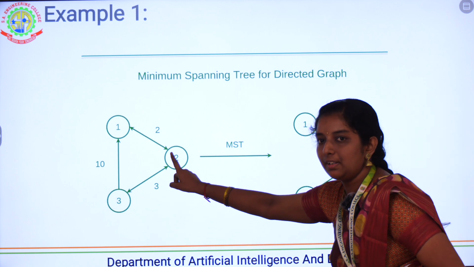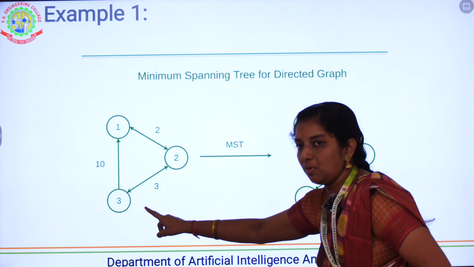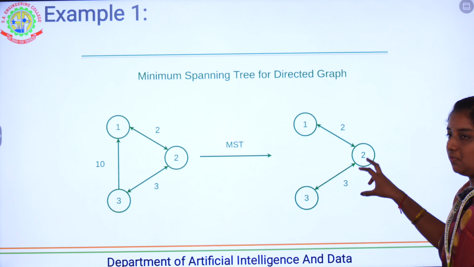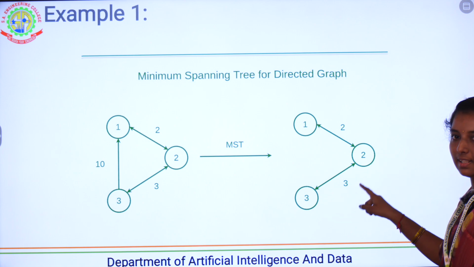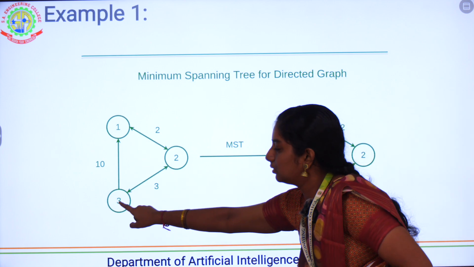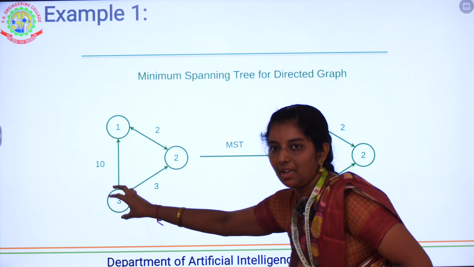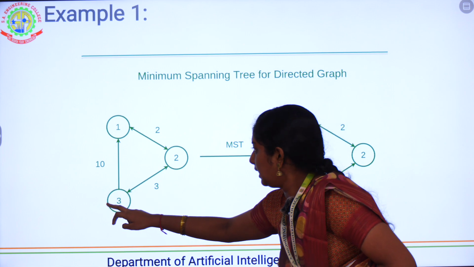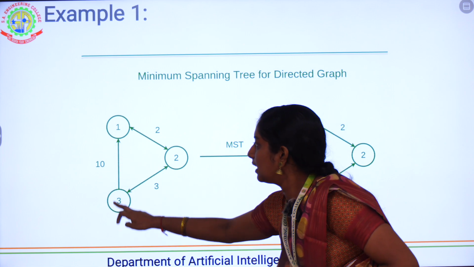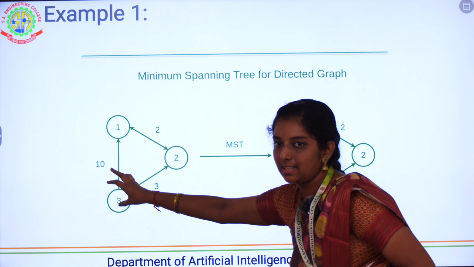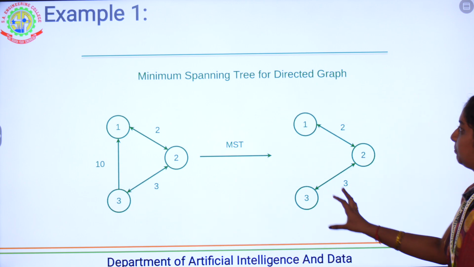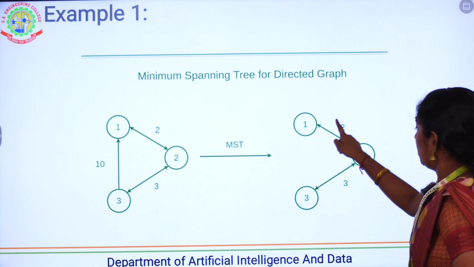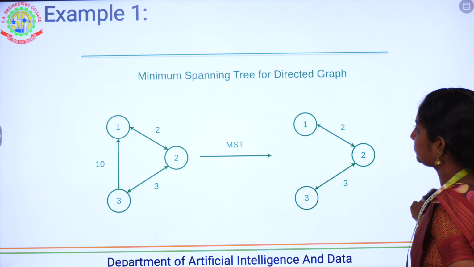And then we compare with nodes 2 and 3. For 2 and 3, the weight value is minimum at 3. So the output is 2 and 3, the node is 3. Here 3 to 1 has the maximum value compared with these two, so we didn't take 3 to 1 in the minimum spanning tree. So the output of the directed graph in this example is 1 to 2 and 2 to 3, with a total weight value of 5.